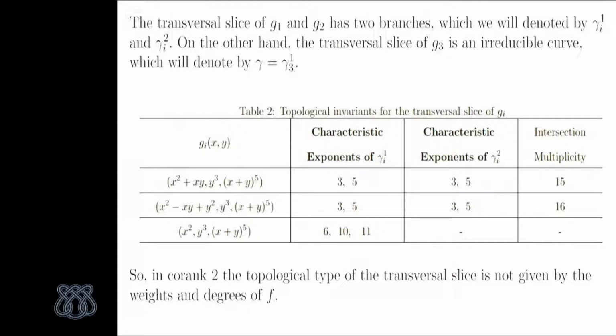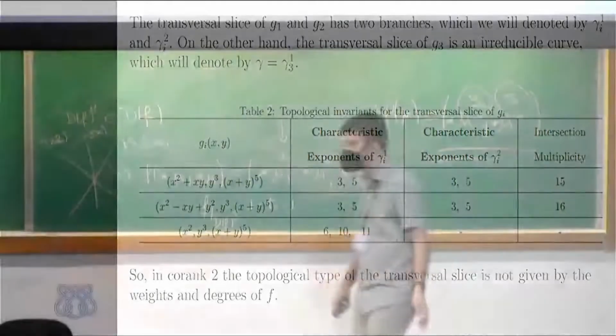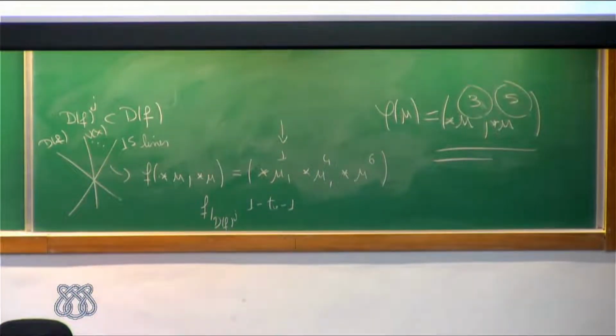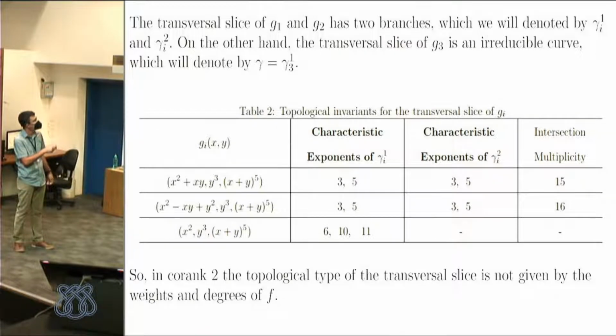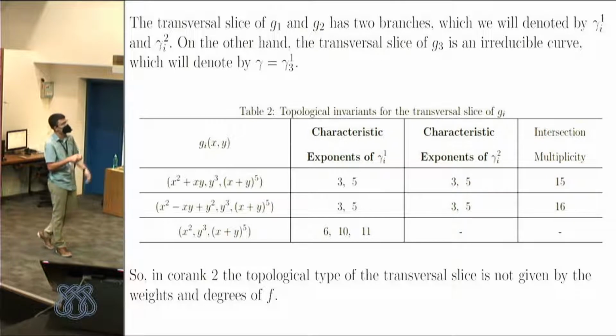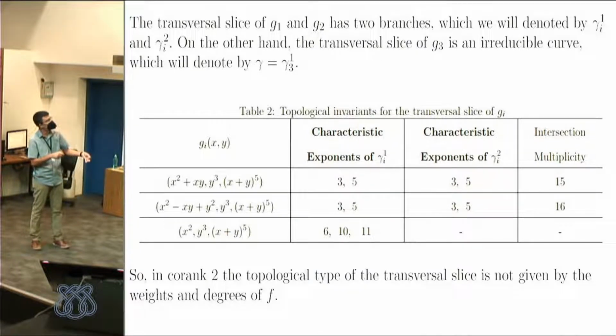When you make the calculation, you find that for the first map, G1, the transversal slice has two branches. The first branch has 3 and 5 as characteristic exponents. So the parameterization is something like this: t^3 and t^5 with some coefficients here. The second branch of the same transversal slice also has 3 and 5 as characteristic exponents. And the same happens for G2. G2 also has two branches. Each branch has the topological type given by the characteristic exponents 3 and 5.